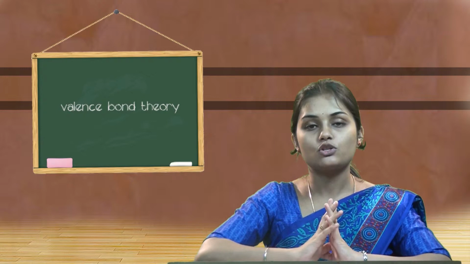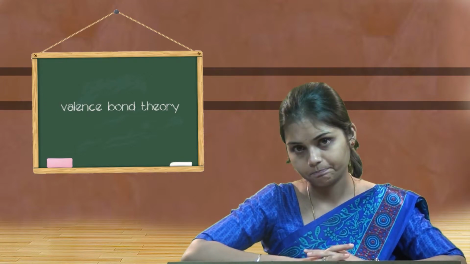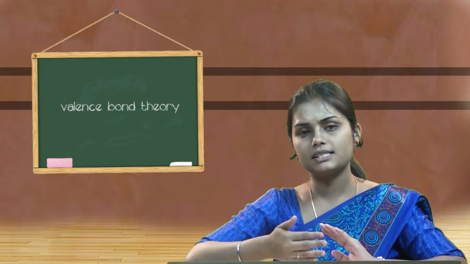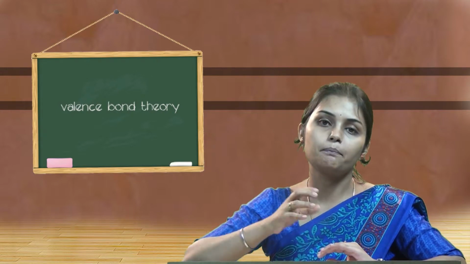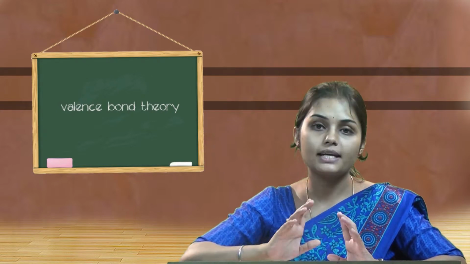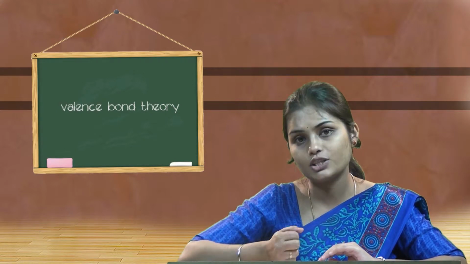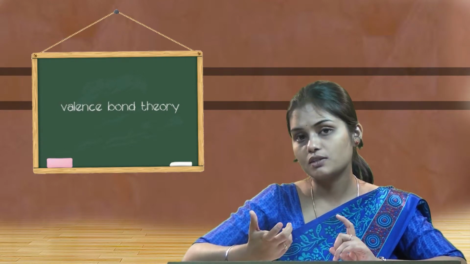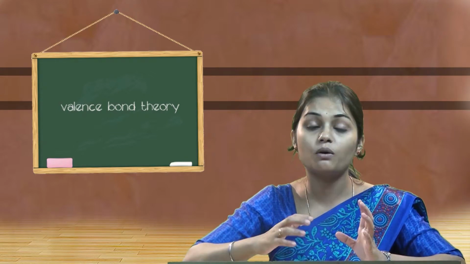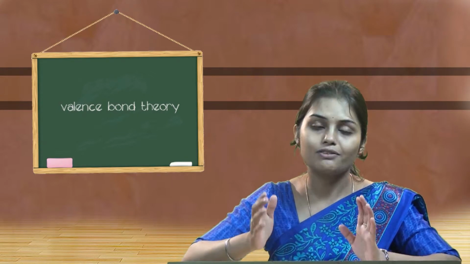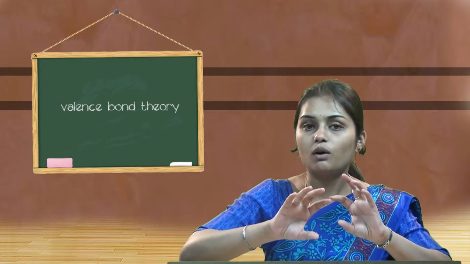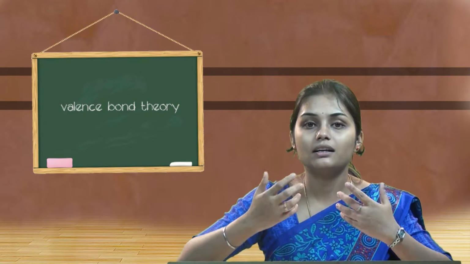Let us study the drawbacks of the VBT. Even though VBT is effective in explaining the bonding, it fails to explain the reason behind the colored nature of the coordination compounds, which is also called electronic spectra or d-d spectra. That is, it fails to explain why the coordination compound shows a color.